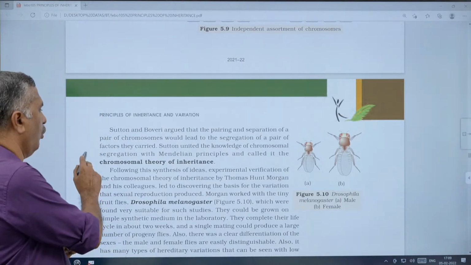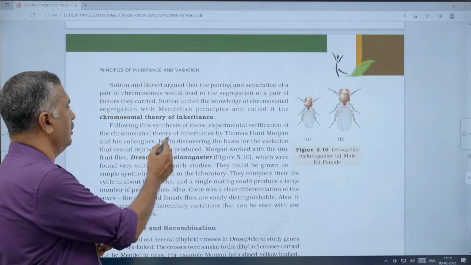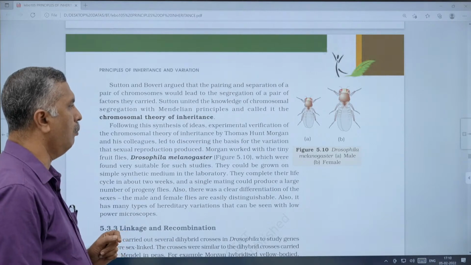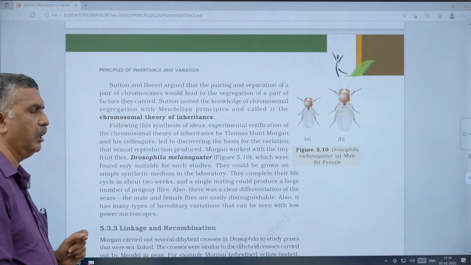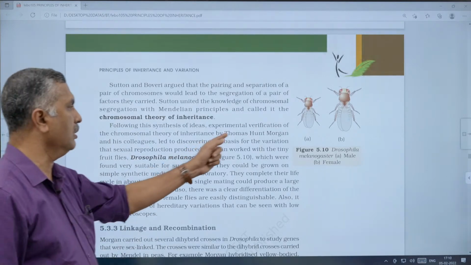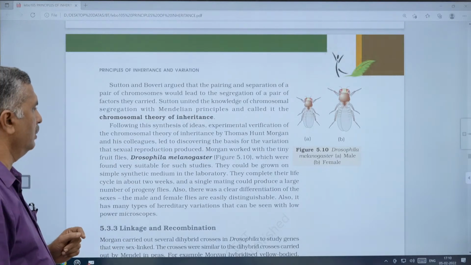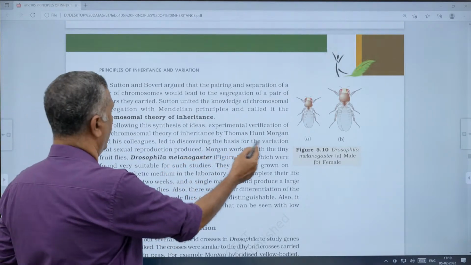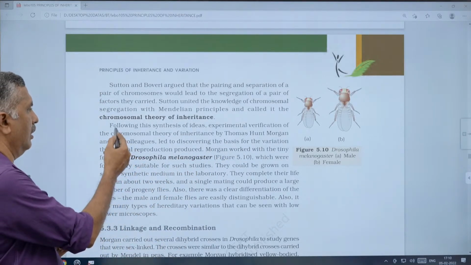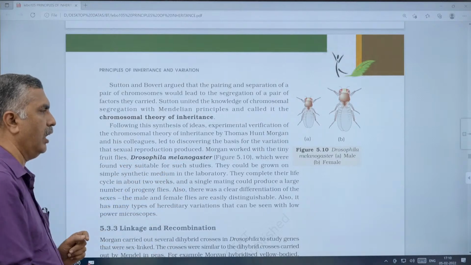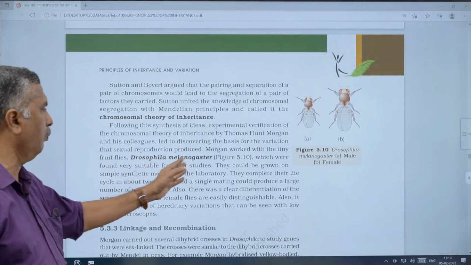Then following the synthesis of ideas, the experimental verification of the chromosome theory of inheritance was given by Thomas Morgan and his colleagues. This led to the basis of the variation that sexual reproduction produces. Morgan worked with experiments on Drosophila melanogaster, called the fruit fly, which was very suitable for such studies.